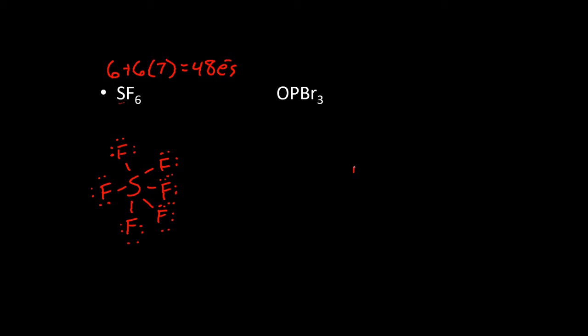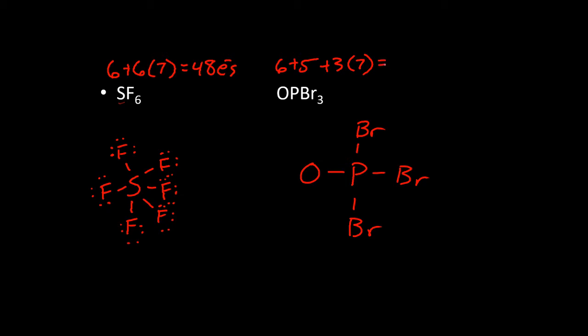Right, for this one, if you remember, I said the phosphorus was going to be central. So we're going to put everything else attached to the phosphorus. If we count up the electrons that we have available, oxygen has 6 valence electrons, phosphorus has 5, and then we have 3 bromines, which have 7 each. And so that is, let's see, 21 plus 5 is 26, gives 32 electrons.